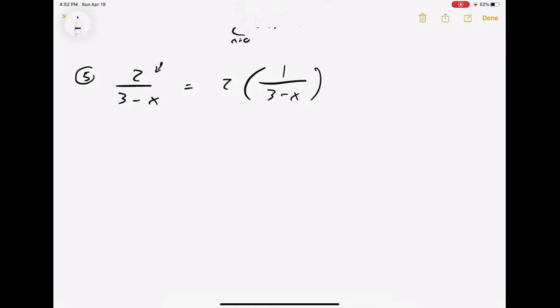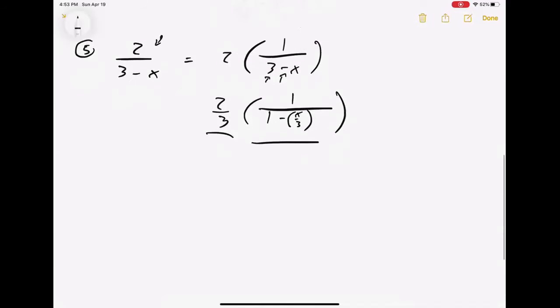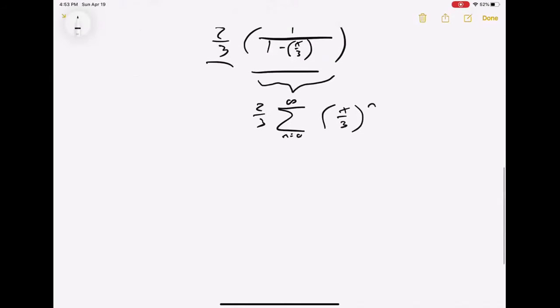I have a minus sign here, that's good, but I have a 3 here, and I need that to be a 1, so I'm going to pull that 3 out. What does that do to the rest of my stuff in parentheses? That becomes a 1, but then this becomes x over 3, and I can think of that x over 3 as being in parentheses. So now I have a constant, and then 1 over 1 minus something in parentheses. I know the power series for this part: it's x over 3 in parentheses to the power n, and then I have a 2 over 3 out front. Now this is my power series, and the rest is all just simplifying.